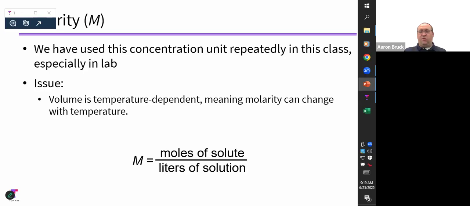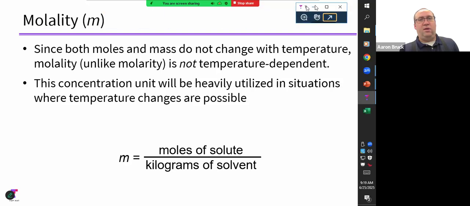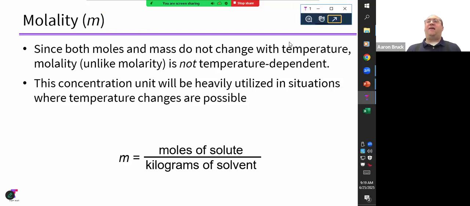So when it comes to looking at concentrations where we have to explore the possibility of temperature change, we need a different unit. And the different unit that we are going to look at is something called molality. Now, molality has a lot of the same advantages that molarity does.